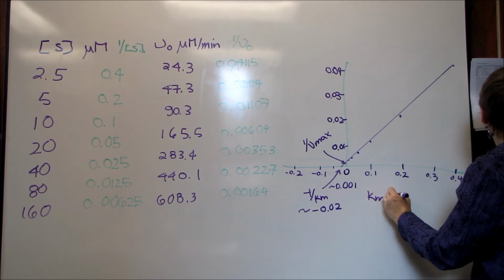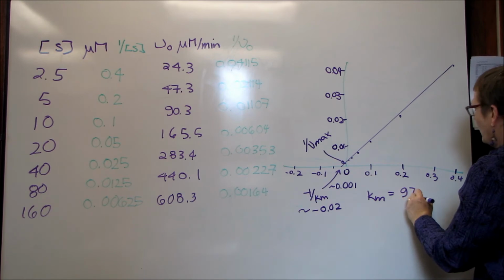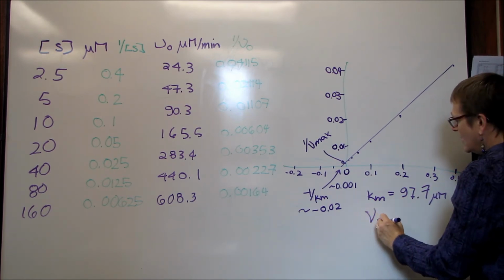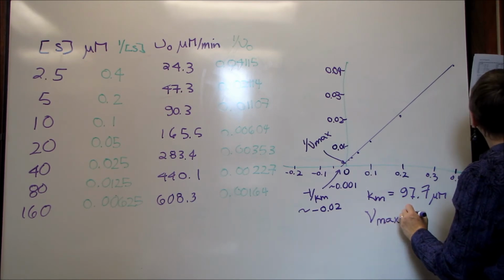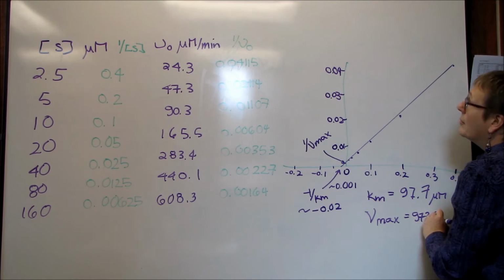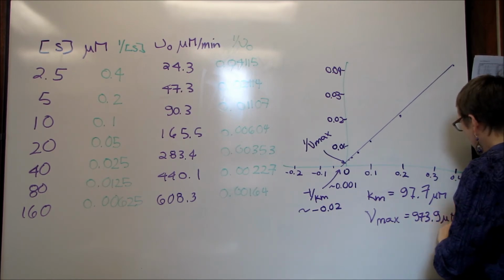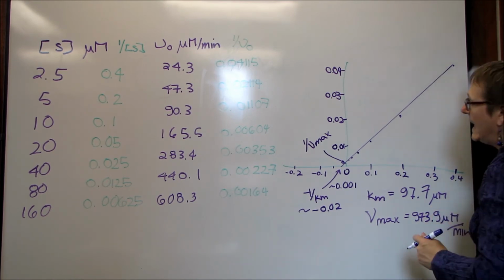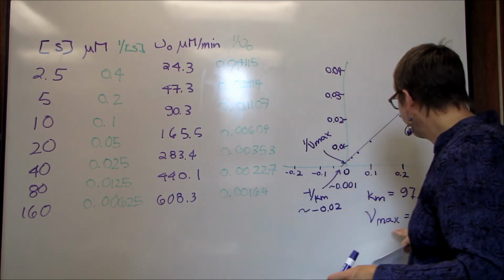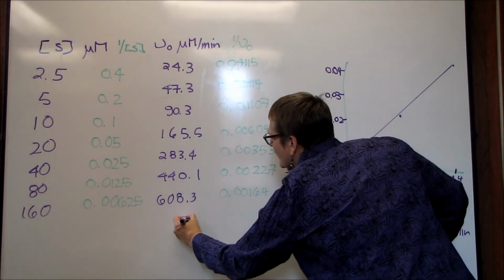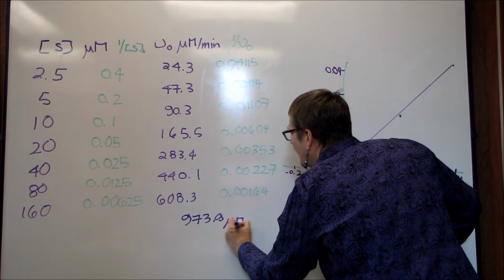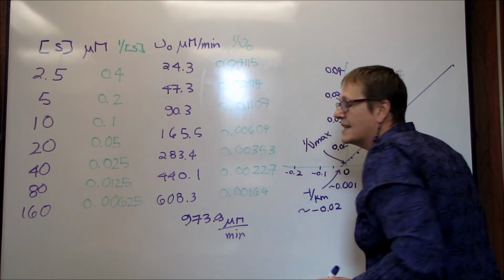The Km works out to 97.7 micromolar, and the Vmax is 973.9 micromolar per minute. Now the next part asks you for a kcat when you have, this is for data with 11 nanomolar enzyme. So my Vmax here, 973.9 micromolar per minute. I'm going to have to do some unit messing about here.